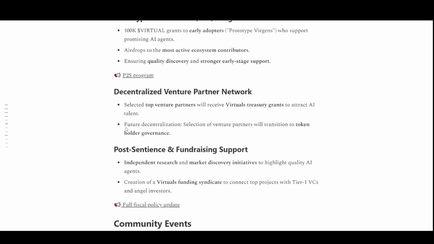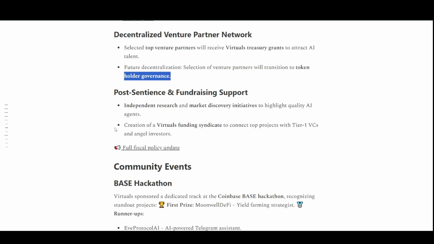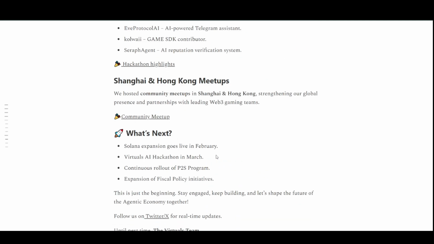After that we have future decentralization. Selection of venture partners will transition to token holder governance, so we will most likely see some kind of governance as well, so that's additional utility for the coin, which is pretty good as well, I would say.